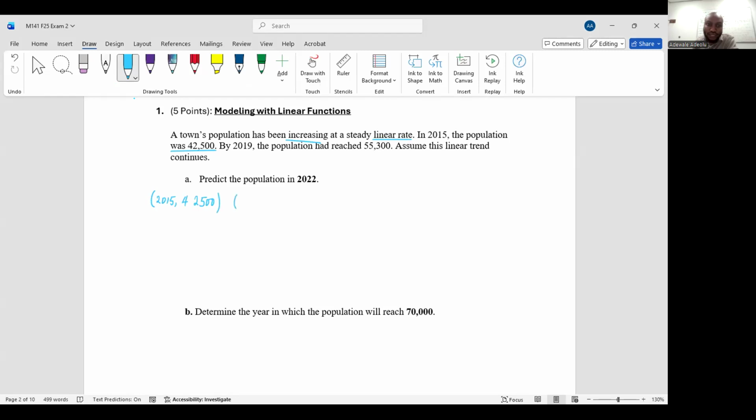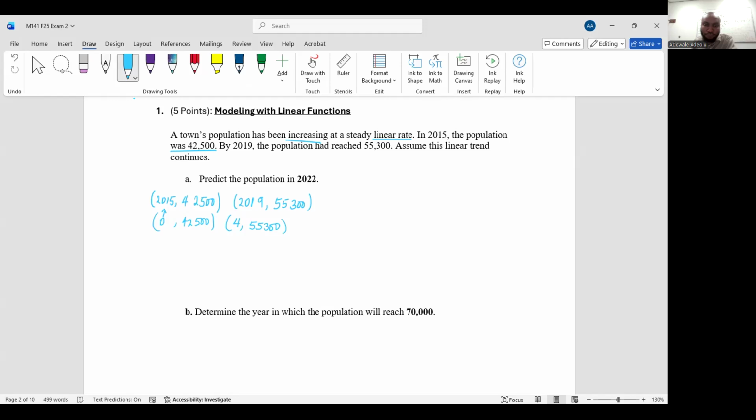And then by 2019, the population has increased to 55,300. Assume that this linear trend continues. You have to predict the population in 2022. So here we can just denote this as the starting year. So I can say at 0, we have 42,500. And 4 years later, we have 55,300.